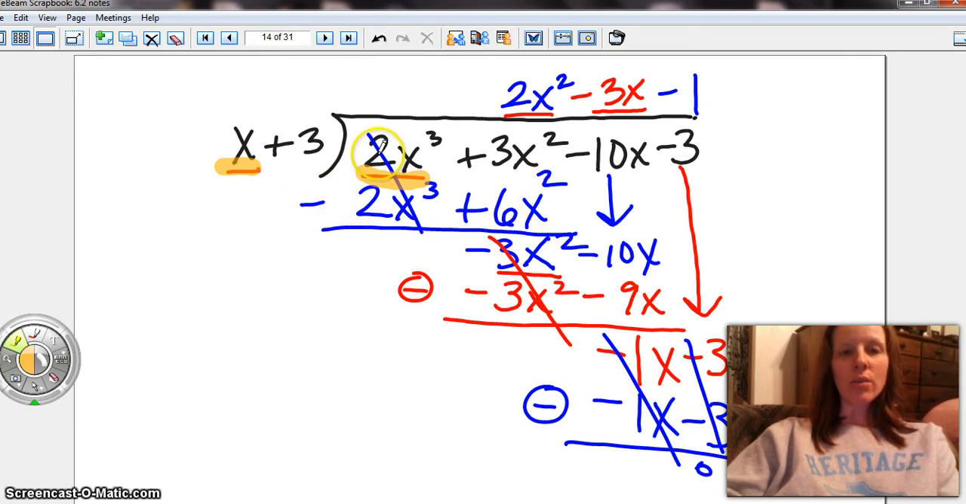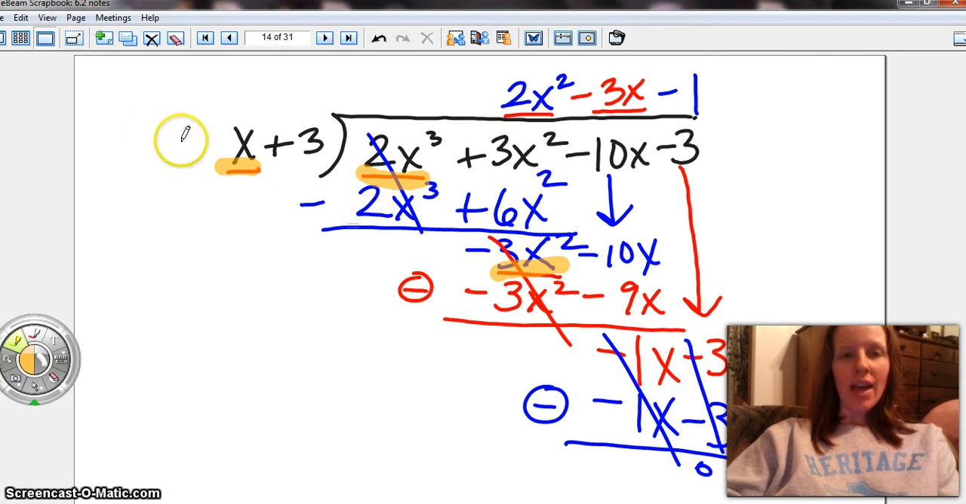And when I subtract this, we cancel out terms, and then 3 minus 6, so I have a -3x squared. And then I'm going to do my x dividing into -3x squared, which goes -3x times. And then I multiply that by my divisor, which gives me -3x squared minus 9x. When I subtract that, the terms cancel. So then I have -10 minus -9, which gives me a -1, and I'm bringing down that -3.